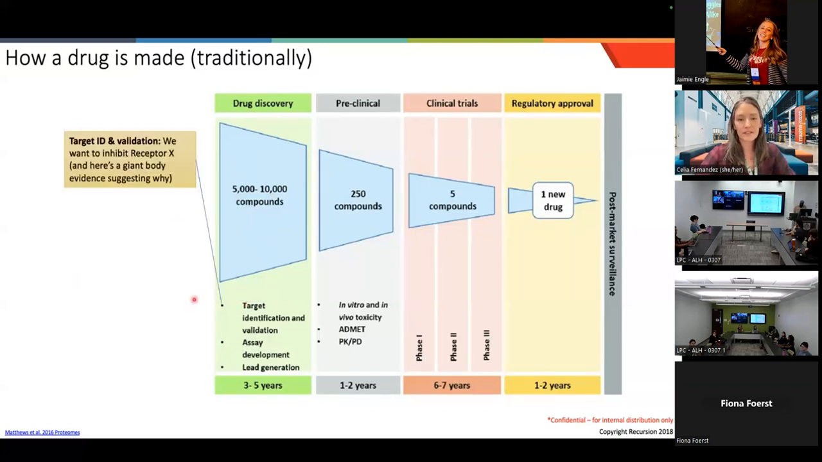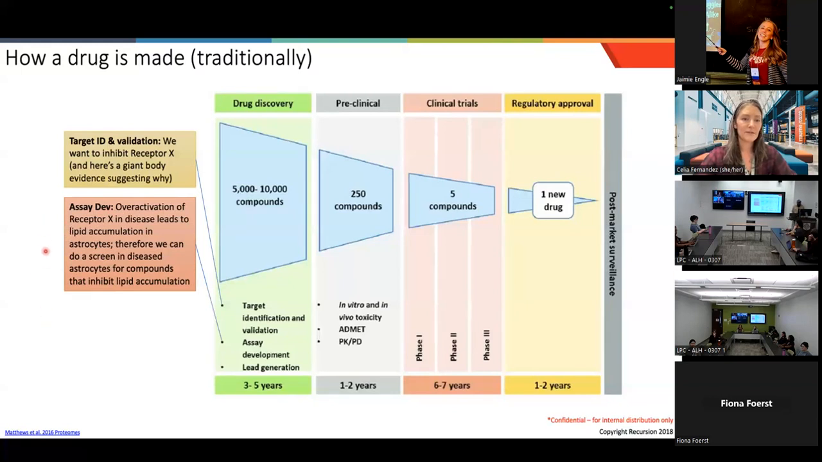So there's this target identification and validation. First, what do you want your compound or your drug to actually hit? So say that from this giant body of literature from different researchers that have studied this receptor, you want to inhibit receptor X. And then you make your case as to why you think that's the receptor that you want to design a drug against.